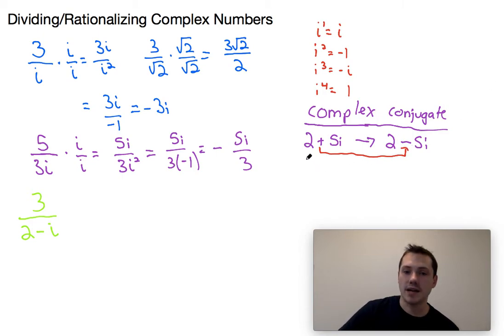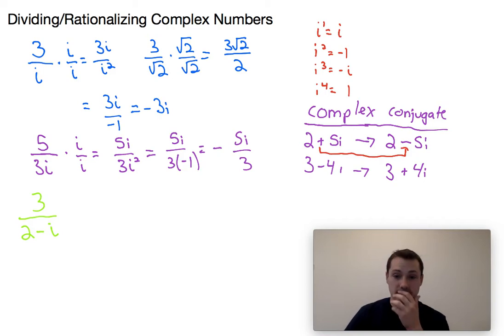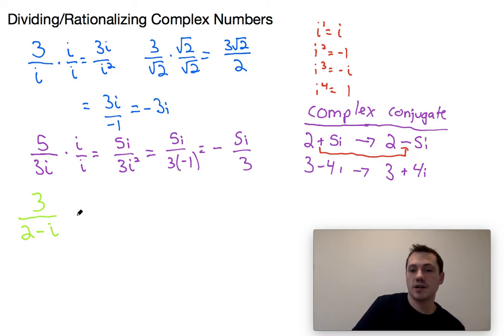Now, let's say we had another example where we had 3 minus 4I, and we wanted to figure out what the complex conjugate is of that. We would do 3 plus 4I. We're just switching the sign in the middle. So let's say we wanted to rationalize this. What we do is we multiply both the top and the bottom by the complex conjugate.